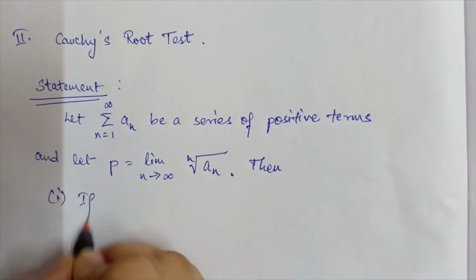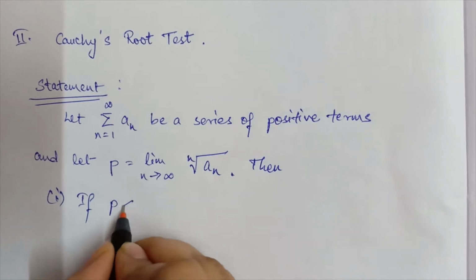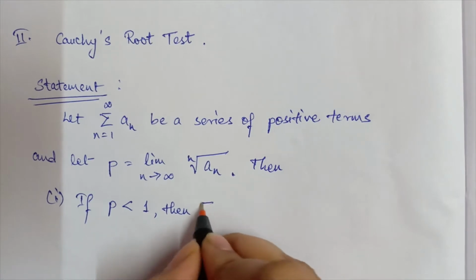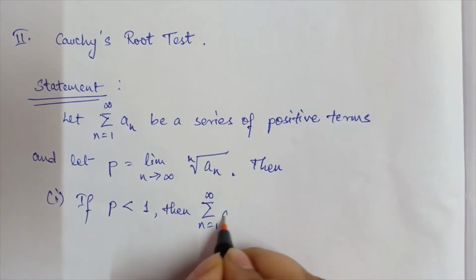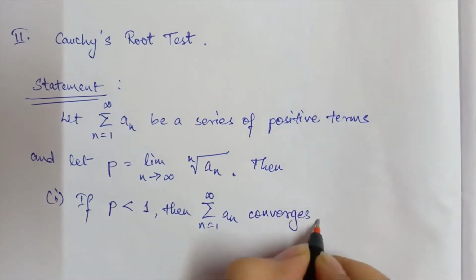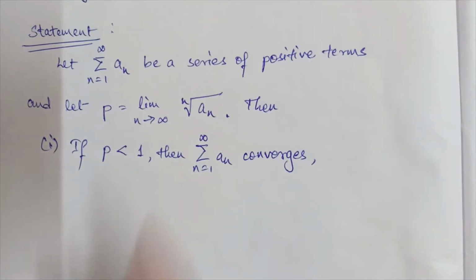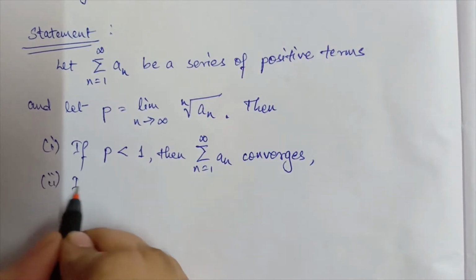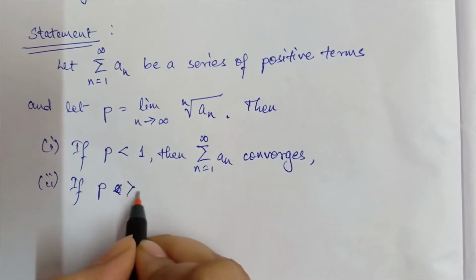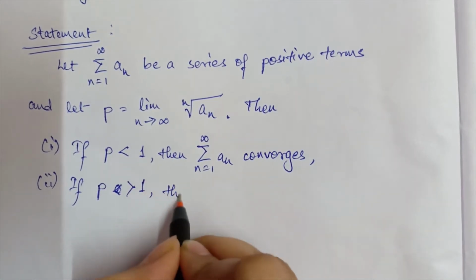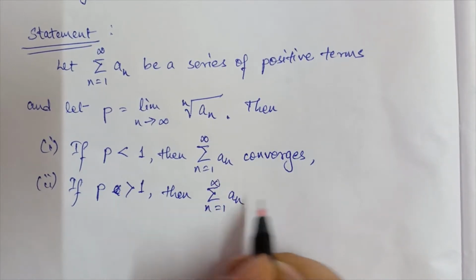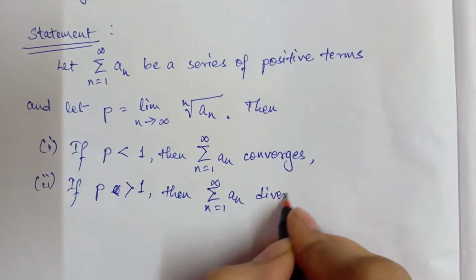first, if p is less than 1, then the series summation n equals 1 to infinity an converges. Secondly, if p is greater than 1, then the series summation n equals 1 to infinity an diverges.